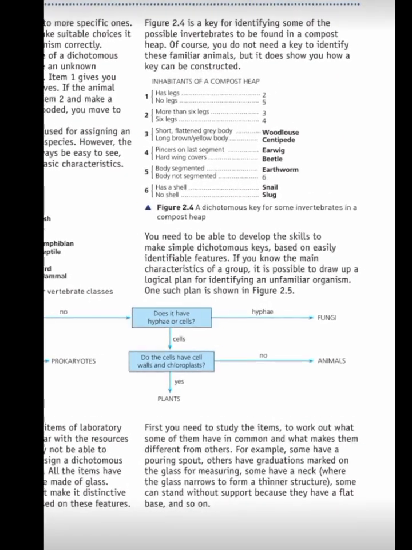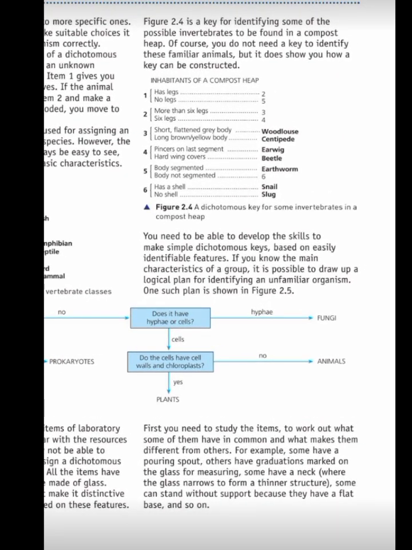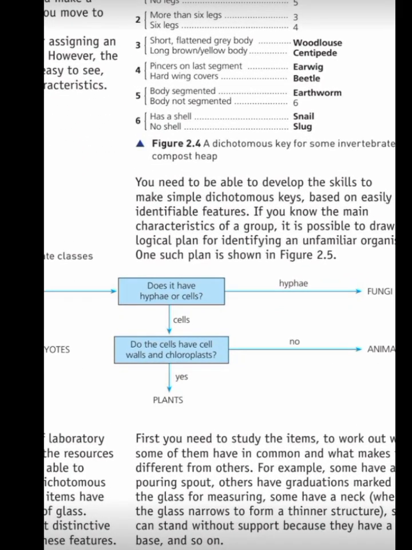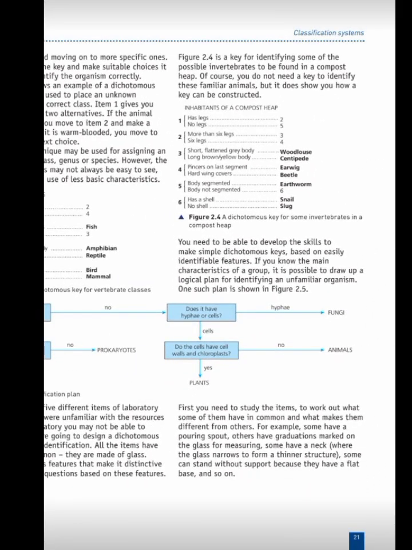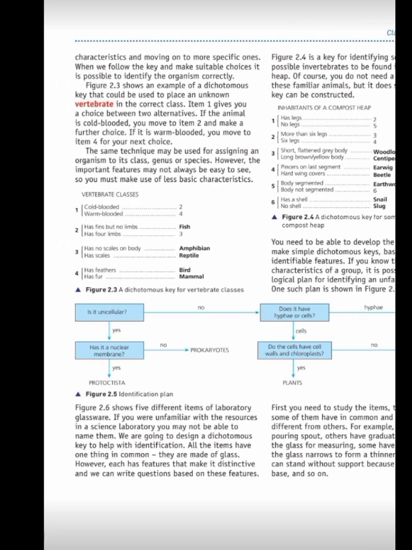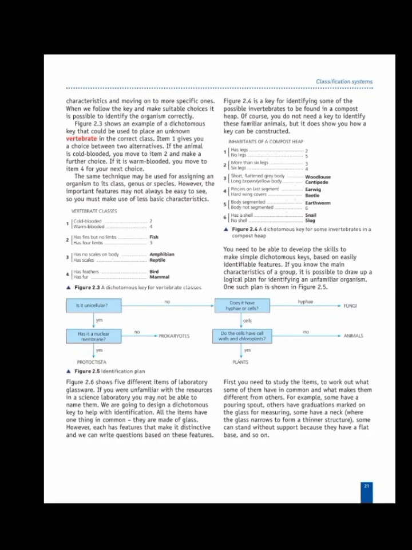And the third one is that if it has no cell wall, it is included in the animal cell. So this is the basic structure that is used to identify, and in this way we have prepared an identification plan. This plan shows how organisms are classified into major groups based on the number of cells, presence of nucleus, cell wall, chloroplast and hyphae.